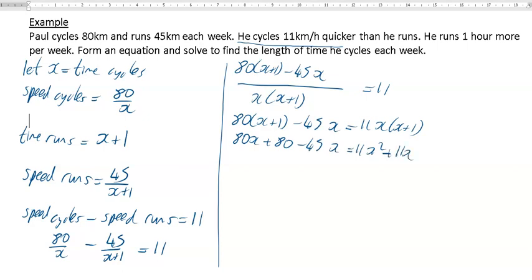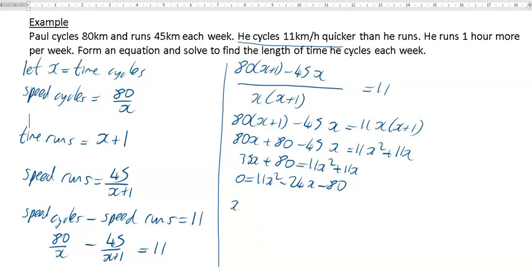Then tidy that up, it's a bit of a mess, so you're going to have 35x plus 80 equal to 11x squared plus 11x. Bring it all to one side, put it equal to 0. You'll have 11x squared minus 24x minus 80. Now, I would look at this one and think that it doesn't factorize. I think it actually would factorize when I can see my answer here, but in an exam, to be quite honest, I would just use your quadratic formula.